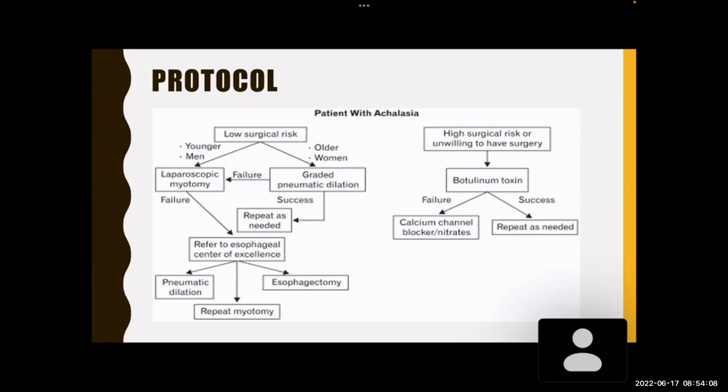For high-risk patients or patients who are not willing to undergo surgery, go with botulinum toxin, 6 monthly or 4 monthly. If it fails, manage them with pharmacotherapy, with calcium channel blockers or nitrates. If it succeeds, continue, repeating the cycles of botulinum toxin.